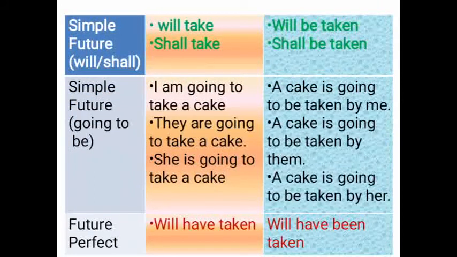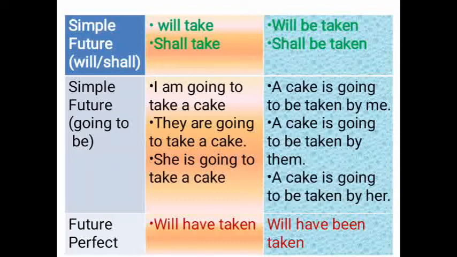Now the simple future, will or shall. So simple future can be written using will or shall or also going to. If it is will or shall, then will take, shall take changes to will be taken or shall be taken. And we'll look at the examples of going to.